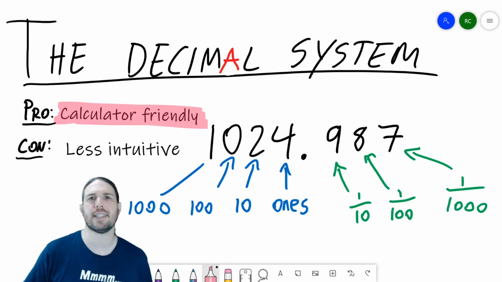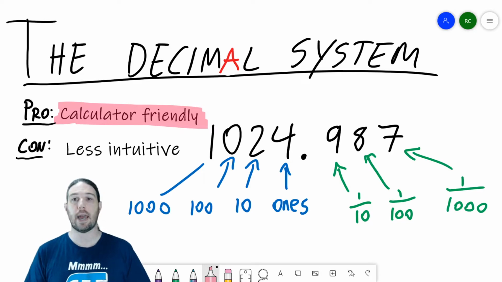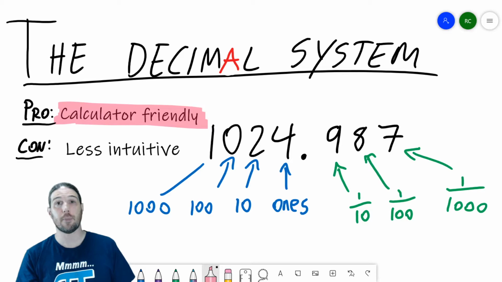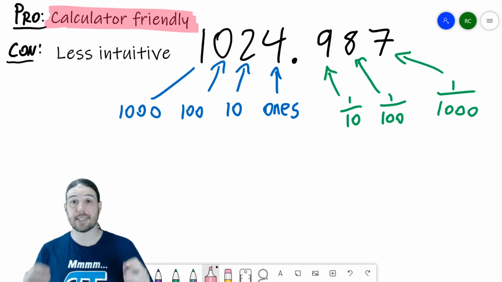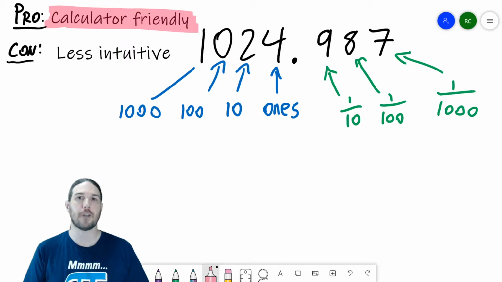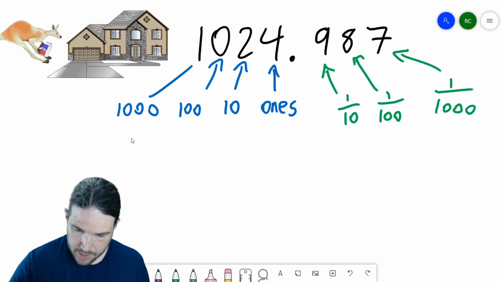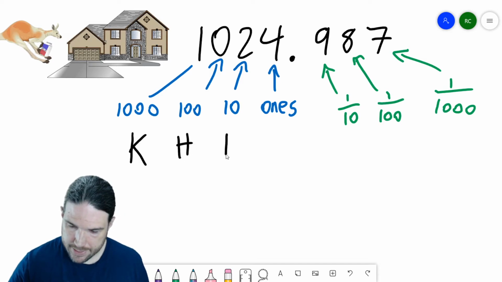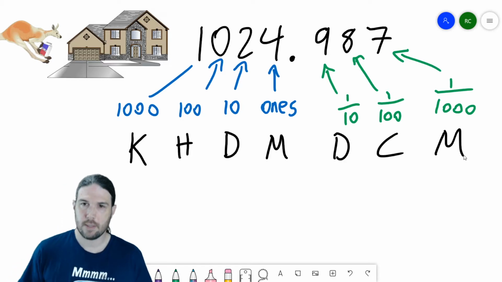Okay, but what does all of this have to do with the metric system? And the answer to that question is that the metric system is right in front of you right now. This is it, that's the metric system, and I will prove it to you. And I'm going to prove it to you with a simple mnemonic device that my science teacher taught me when I was a freshman in high school. This one's for you, Mr. Stenland. And that mnemonic device is kangaroos hop down my driveway carrying milk.